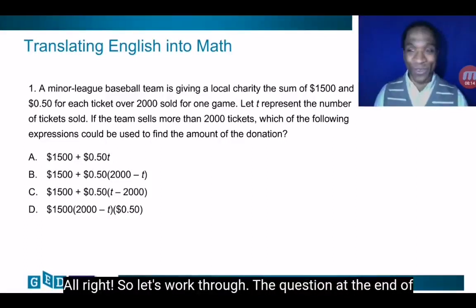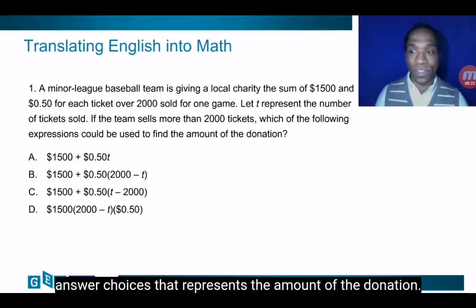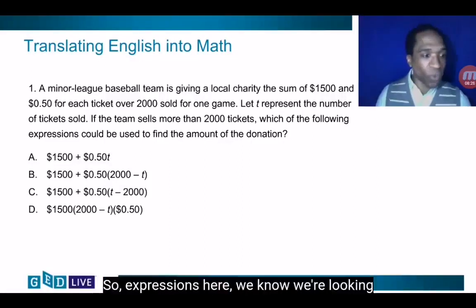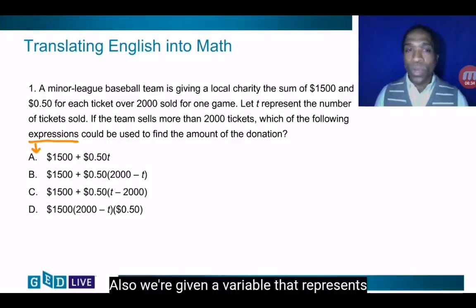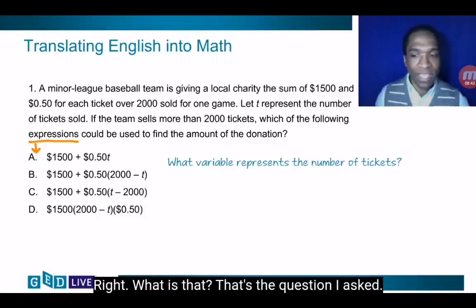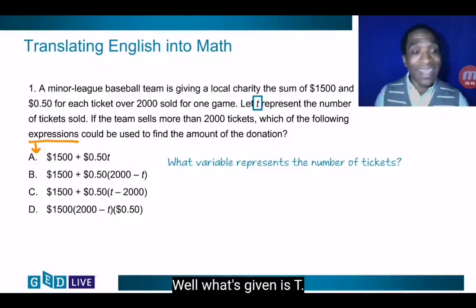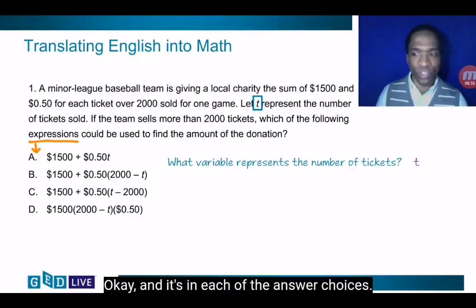All right, so let's work through. The question at the end of the question stem asks you to choose the expression in the answer choices that represents the amount of the donation. So expressions here, we know we're looking for that. That again connects to our answer choices. Also, we're given a variable that represents the number of tickets. What is that variable? That's the question to ask. Well, what's given is t. So we know that t should be a part of the correct answer. Okay, and it's in each of the answer choices.